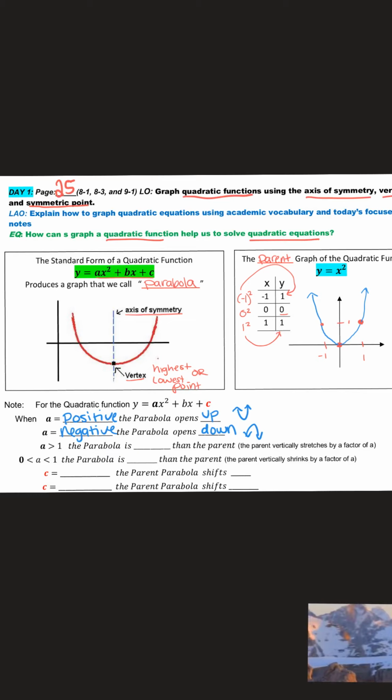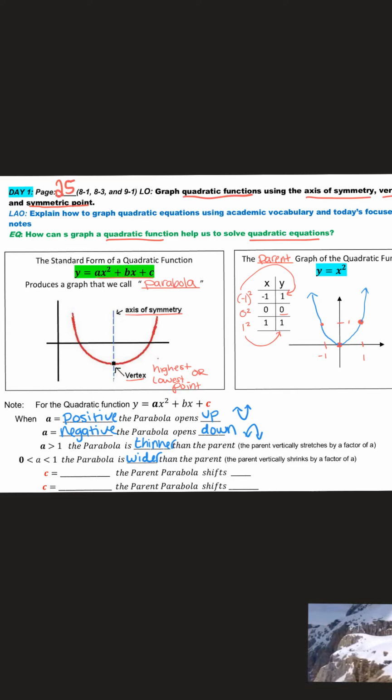If a is bigger than 1, then the parabola is thinner than the parent graph, meaning it's vertically stretched by a factor of a. But if a is a fraction, smaller than 1 but bigger than 0, then it's wider than the parent function, meaning it's vertically shrunk.